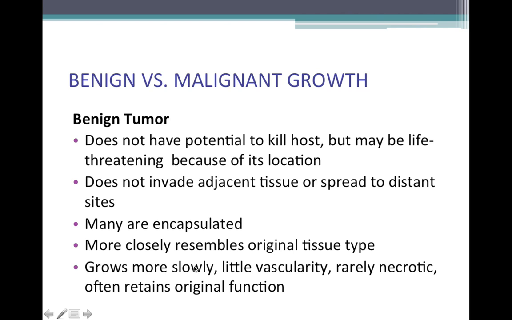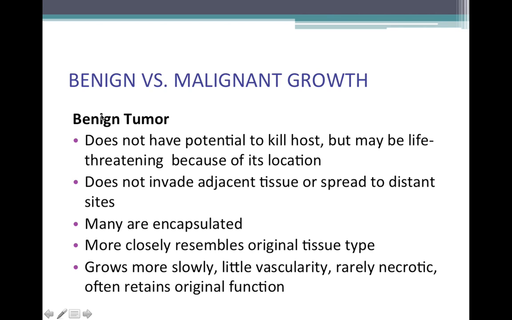So they have slow growth, probably because they don't have a lot of blood vessels, and they're also rarely necrotic because they grow slowly and probably won't grow faster than their own nutrient supply can provide. Now, what's interesting about these benign tumors is they can often retain their original function. So later on in the class, when we get to the endocrine system, we'll talk about some of the benign tumors of endocrine organs that may actually be functional and release hormones, but this leads to an excess of hormones and different endocrine disorders as a result.